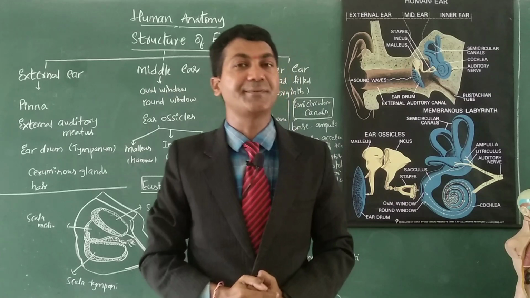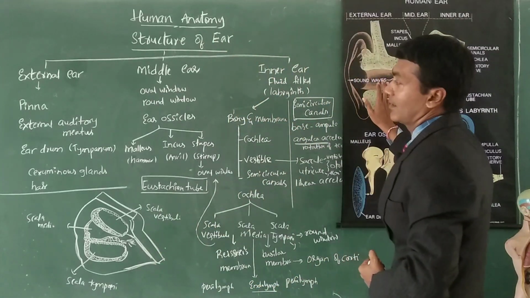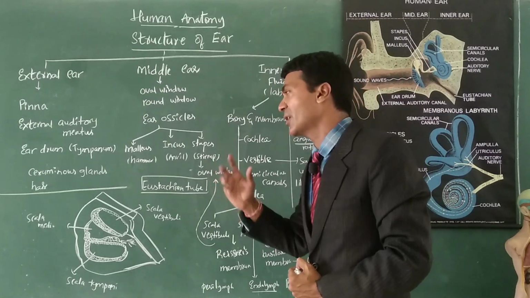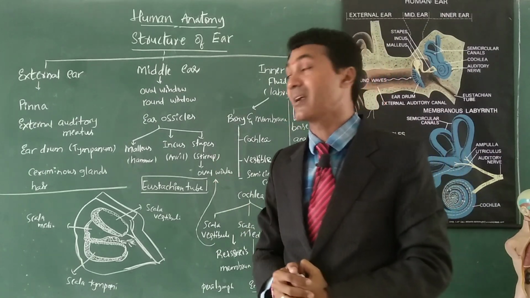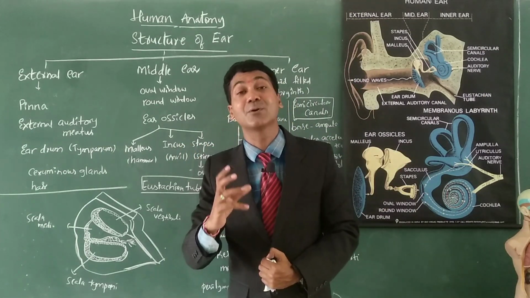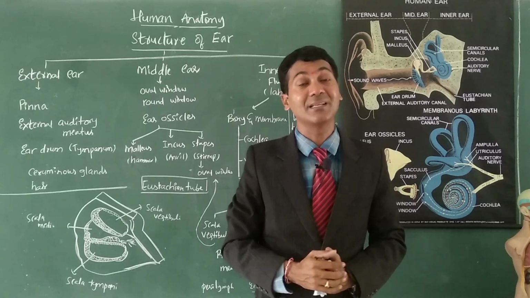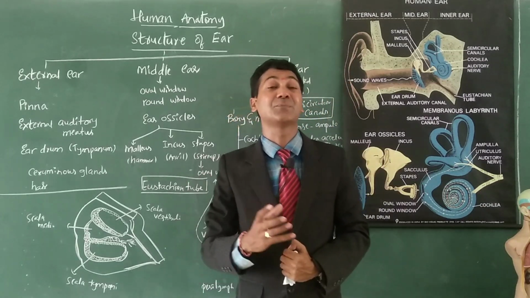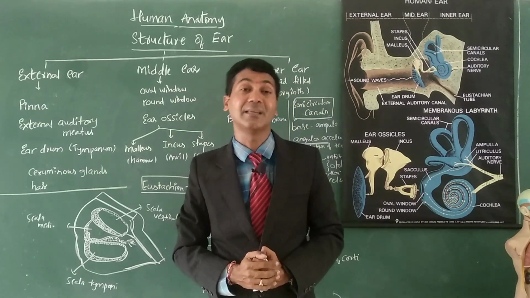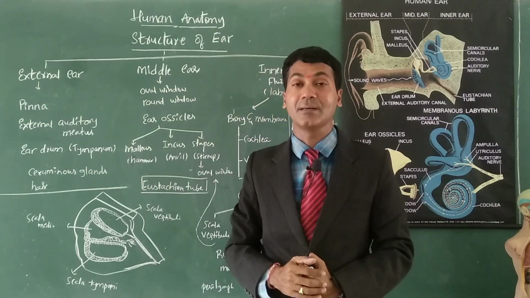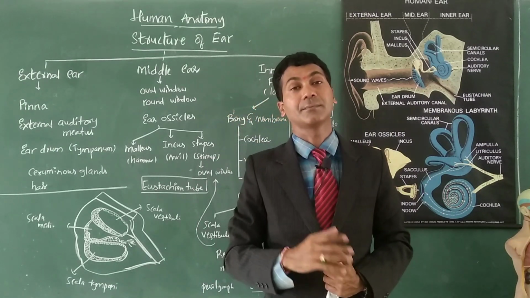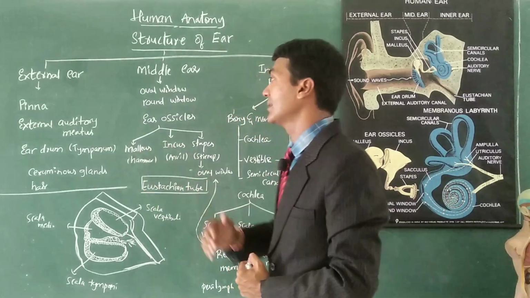And apart from these three parts, the external auditory meatus contains hair and ceruminous glands, the modified sebaceous glands, which secrete the ear wax, which we call cerumen. Cerumen is ear wax which prevents microbes and dust particles from entering inside the ear. So the cerumen acts as an antibacterial substance also, right? That is regarding external ear.